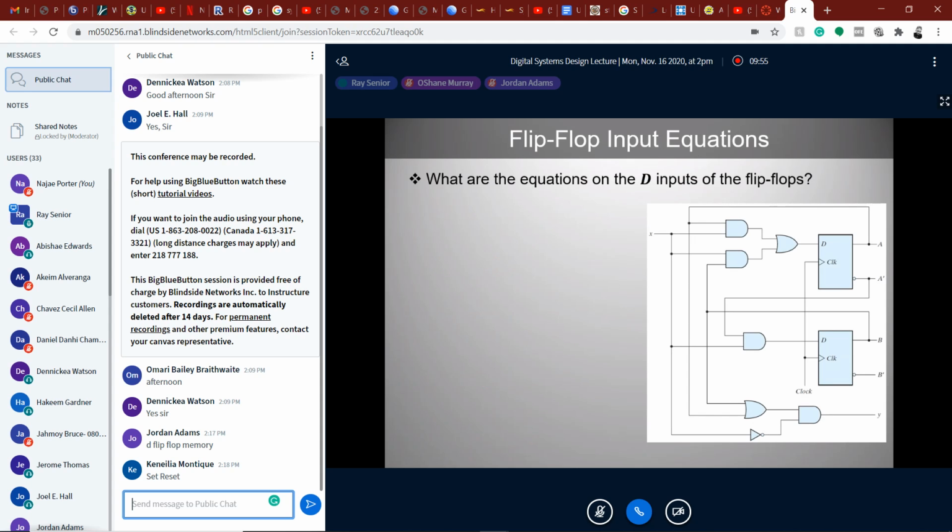Now, let's go a little further. Once you have identified the input, we're analyzing the circuit, so let's go ahead and analyze the circuit some more. What are the equations on the inputs of the flip-flop? In other words, let's look at the flip-flops and see what the inputs to the flip-flop itself are. First of all, let us do the flip-flop that is the state variable A.